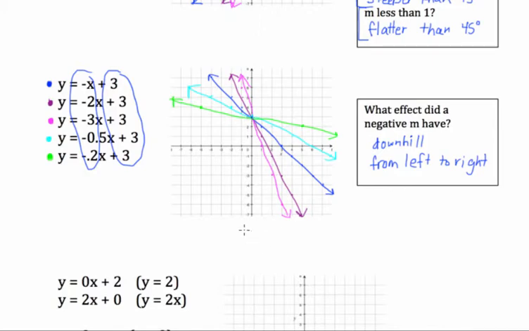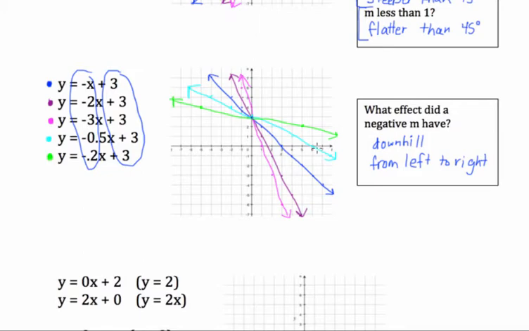Notice that the blue line had a 45-degree angle headed down. The purple and pink lines were steeper than 45 degrees. And the blue and green with fractions were flatter than 45-degree angle.